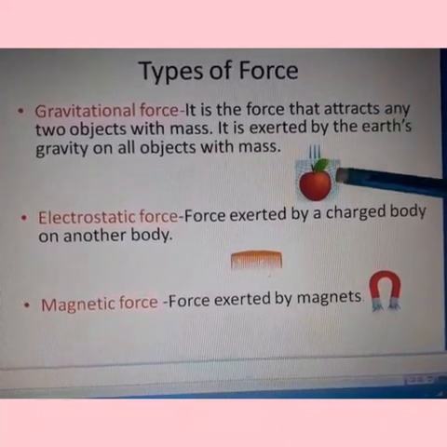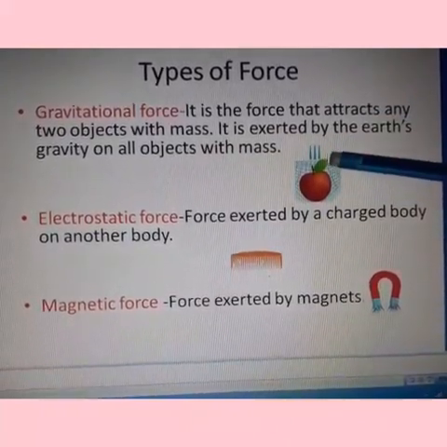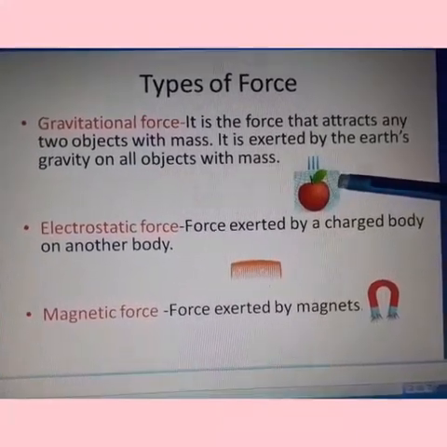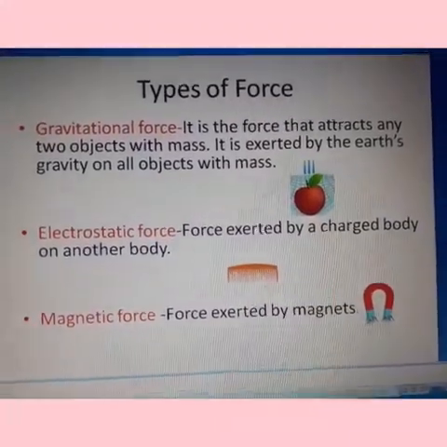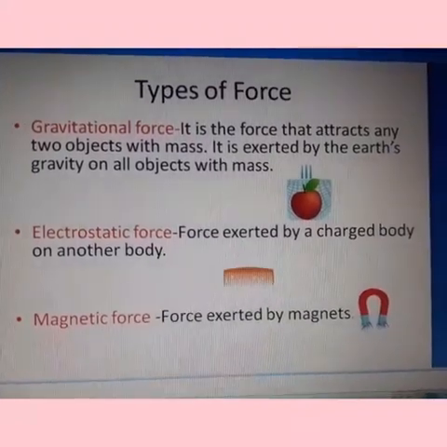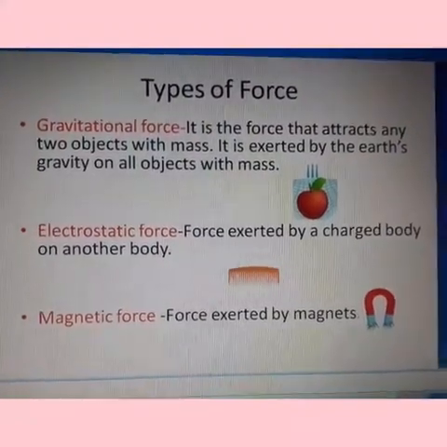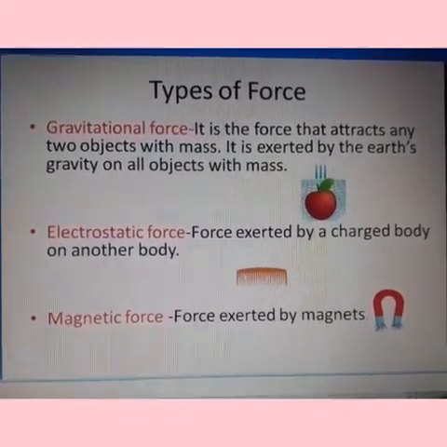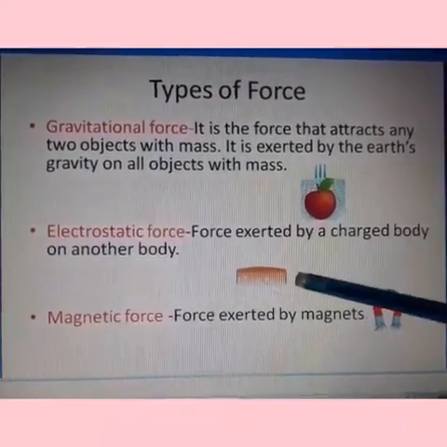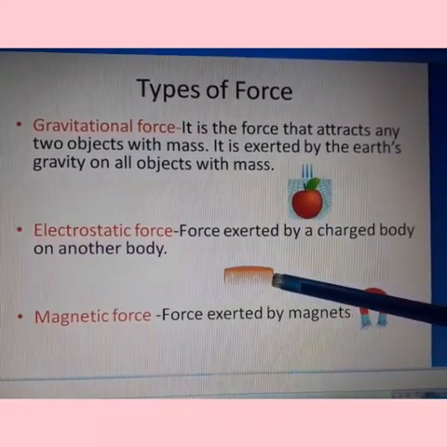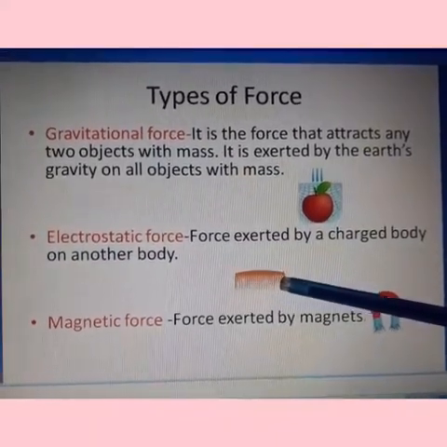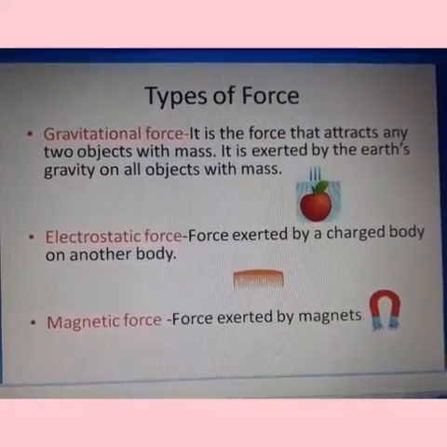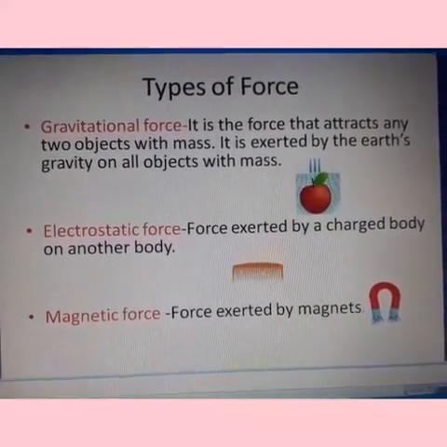For example, in this picture you can see that the apple falls down from the tree because of the gravitational pull exerted by the earth. Electrostatic force. It is the force exerted by a charged body on another body. As I showed you in the activity, the bits of paper being attracted to the ruler or to the comb was because of the electrostatic force.